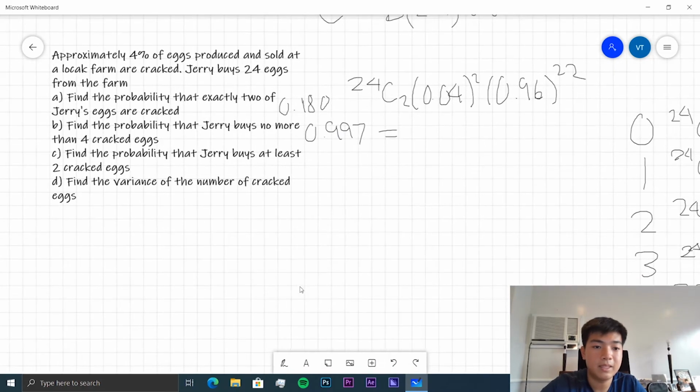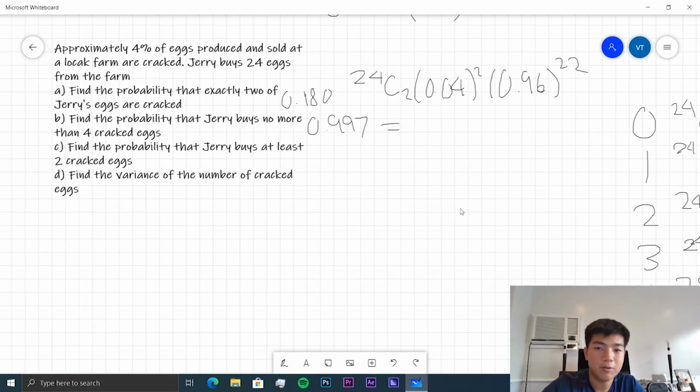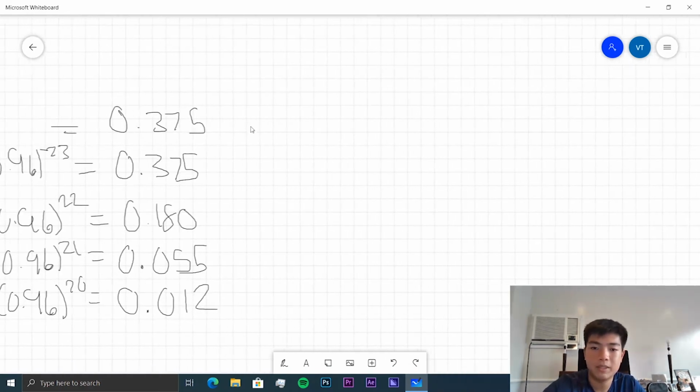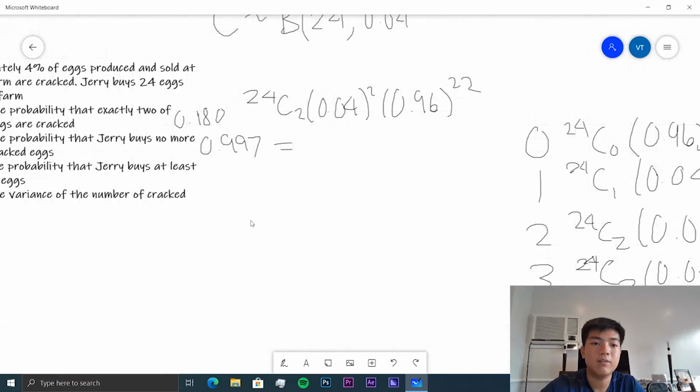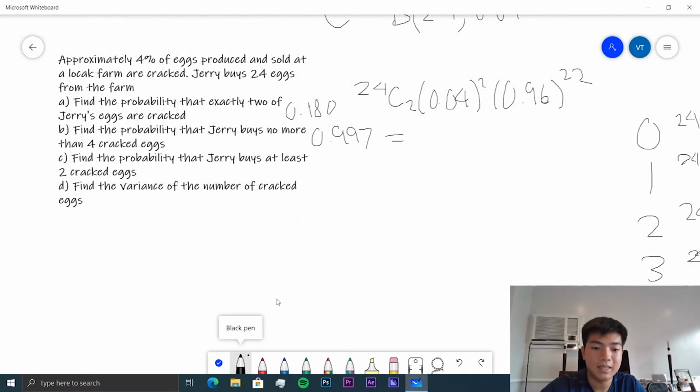Okay, find the probability that Jerry buys at least 2 cracked eggs. We just subtract these two probabilities from 1. So it's 1 minus 0.375 times 2, which is 0.25. So it's only a 25% chance that he buys at least 2 cracked eggs.